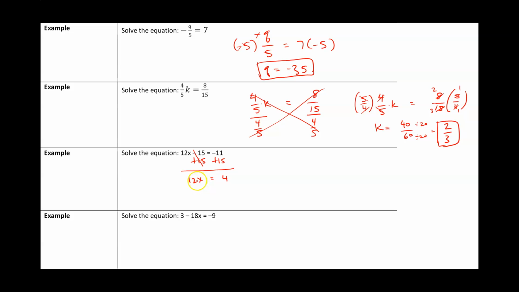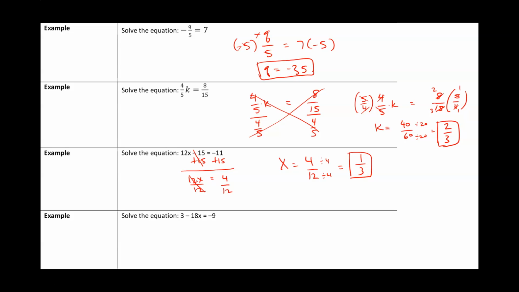Since x is being multiplied by 12, we divide both sides by 12, and we get x equals 4 over 12. Every fraction has to be reduced, so I think about which number can divide both 4 and 12, and that'll be 4. So my answer is going to be 1/3.